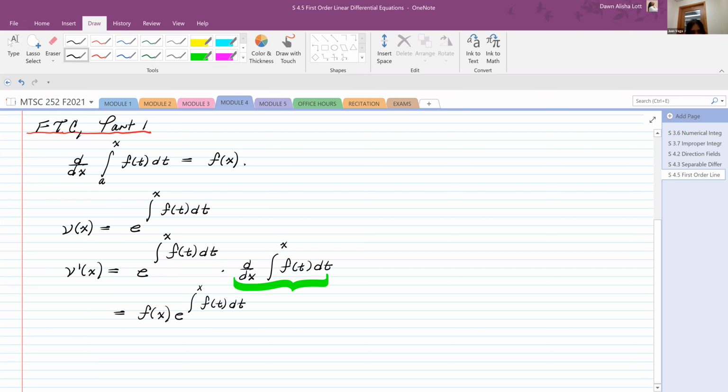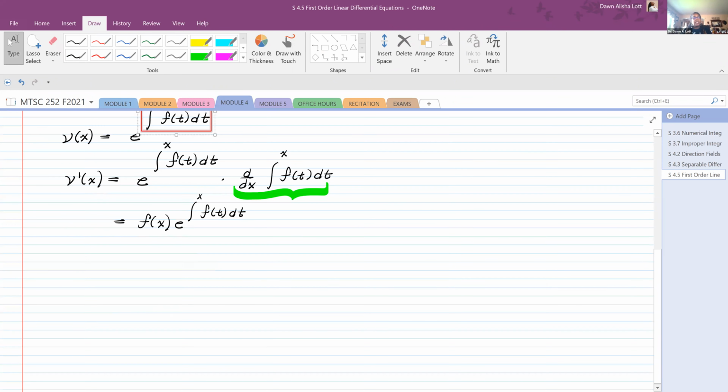Professor, is an integral in like an exponent? The integral is indeed an exponent. Yes, yes, and yes. This integral is an exponent.